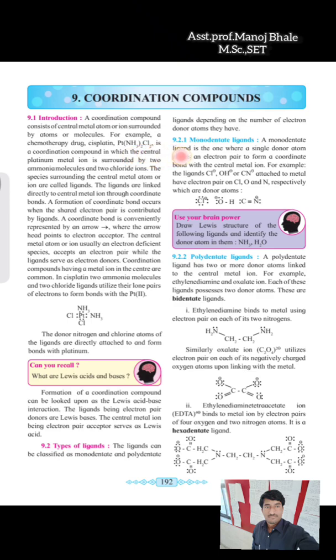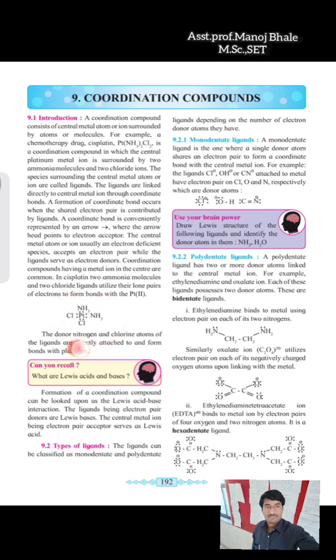In this cisplatin, platinum is the central metal, and these two ammonia and these two chlorines are the ligands. What is our central metal? Platinum. And around this platinum, how many ligands are there? There are four ligands.